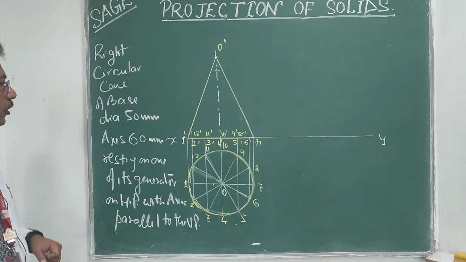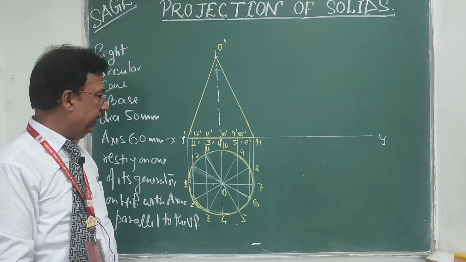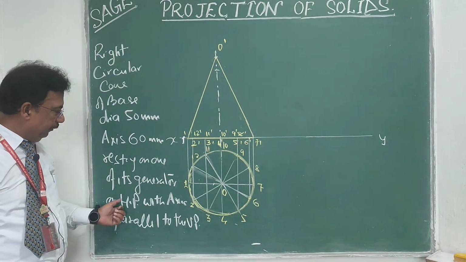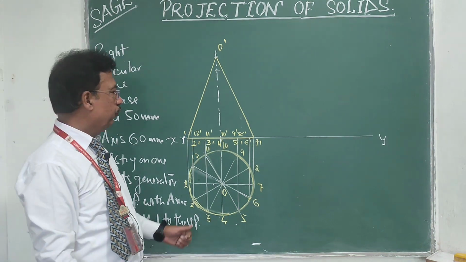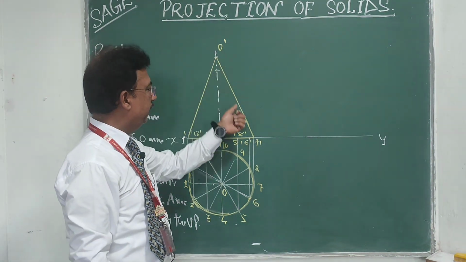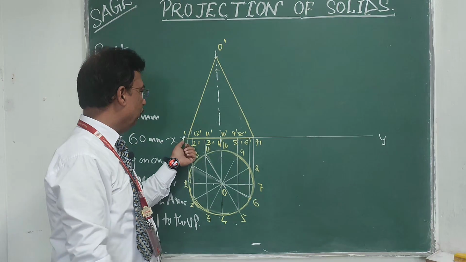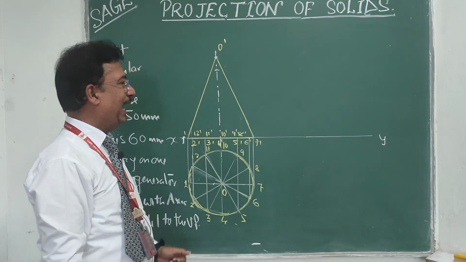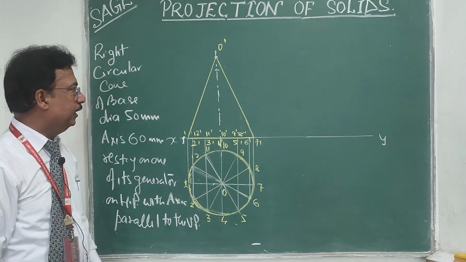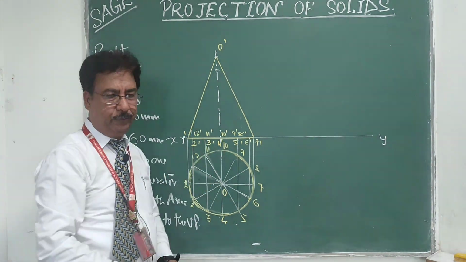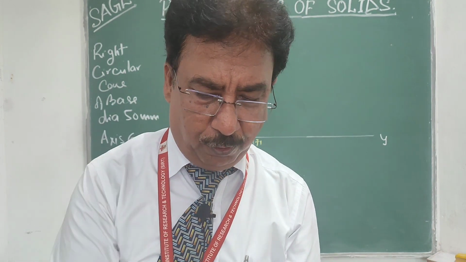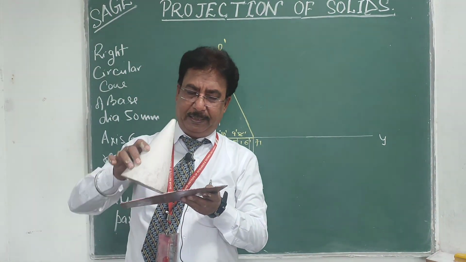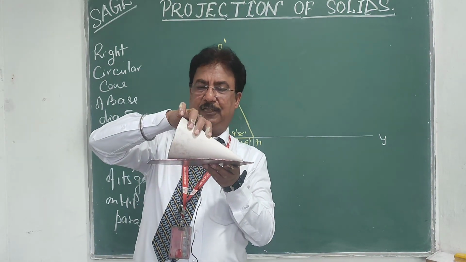So now this is the position of the solid when the base will be on the HP, and in the next step what we are going to do, we are going to keep one of its generators on the HP. So if you look at this figure, the two extreme generators will be O dash 7 dash and O dash 1 dash. Any of them can lie on the XY line, it means will be on the HP. So in the second step I am going to tilt this solid like this. If you want to see in the space, the solid will be kept like this. Now I am going to make it incline its generator on the HP like this.